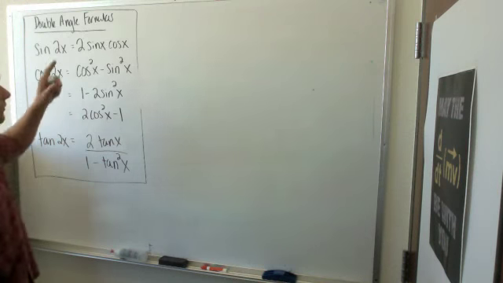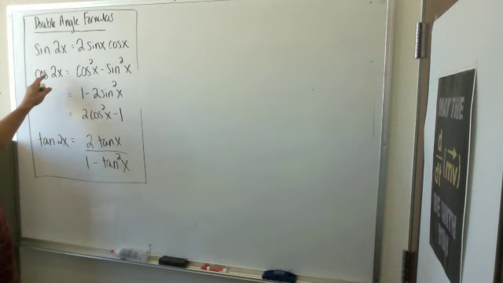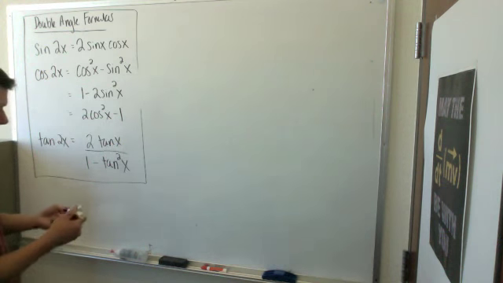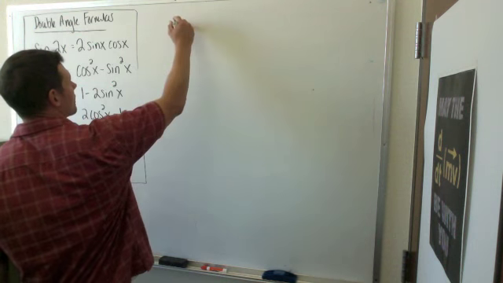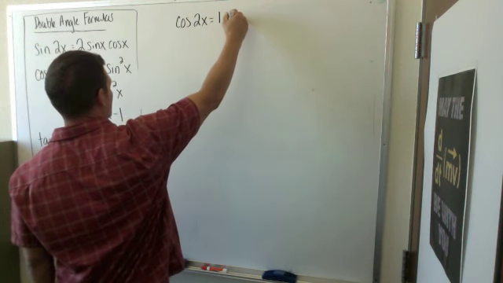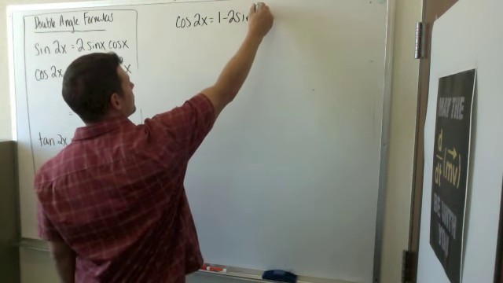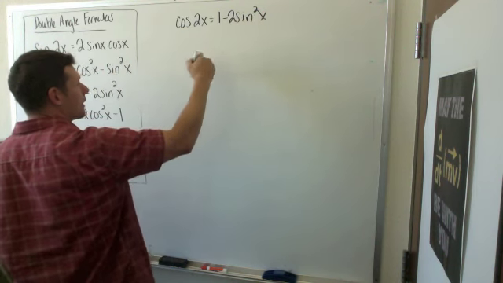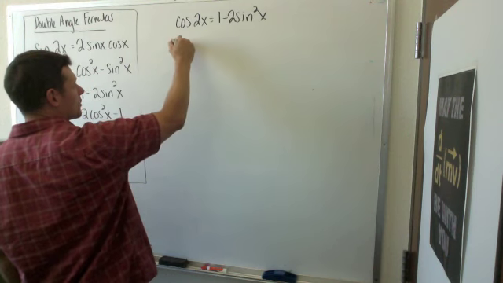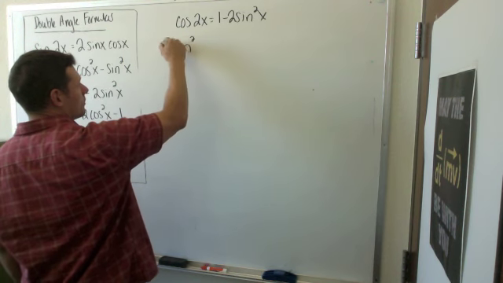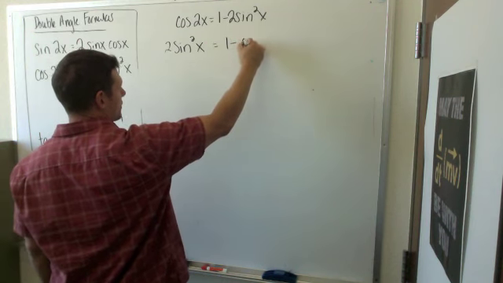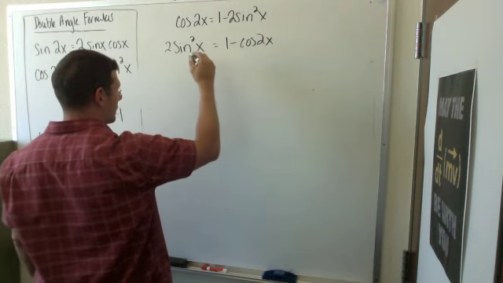Okay, double angle formulas. Now, what happens if we take the cosine of 2x equals 1 minus 2 sine squared x and manipulate it a little bit? Notice that if I isolate sine squared, I'll add 2 sine squared to the other side, and I'll subtract the cosine of 2x to the other side. Divide by 2.